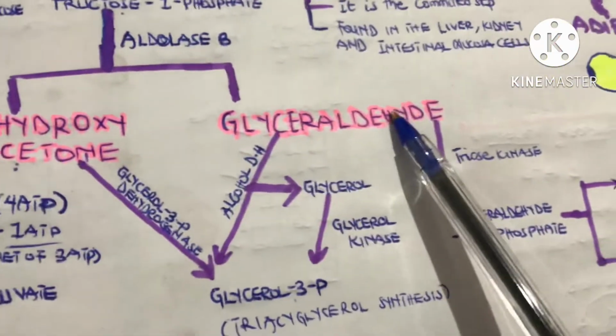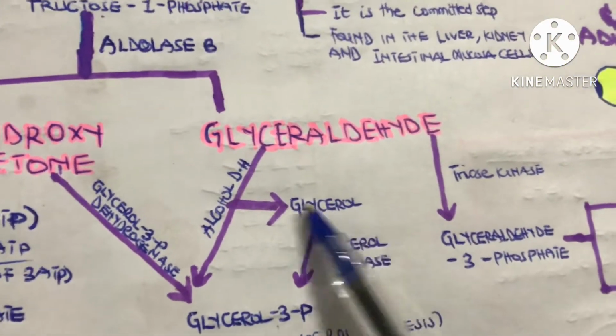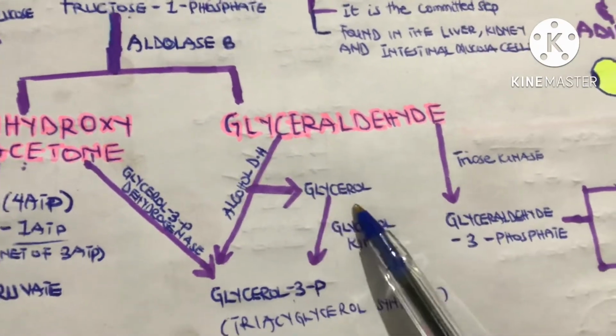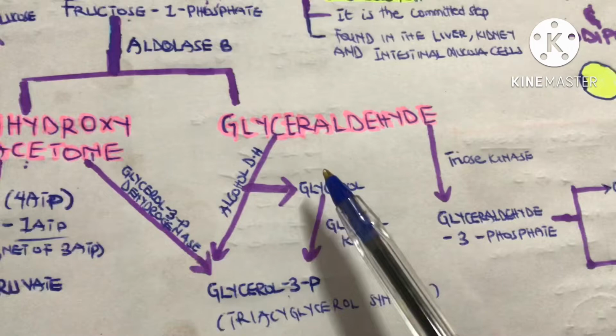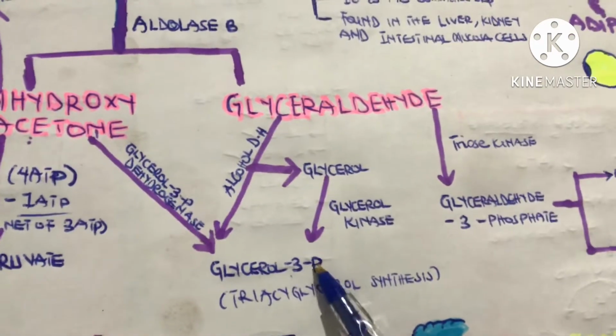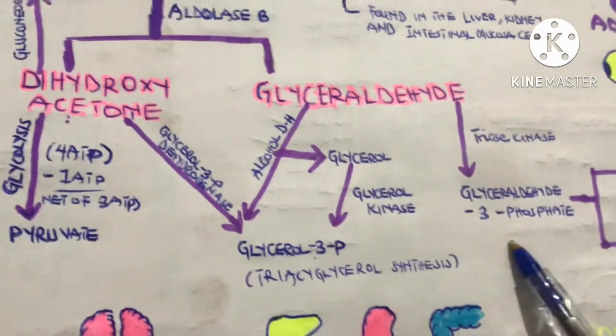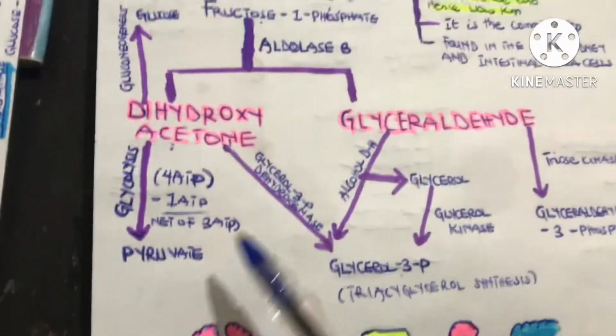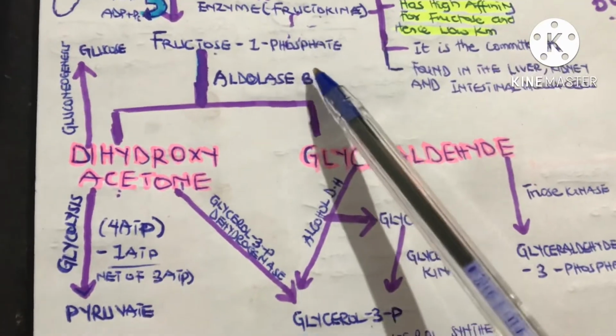This glyceraldehyde can also be converted to glycerol by the help of the enzyme alcohol dehydrogenase. And this glycerol, by the help of the enzyme glycerol kinase, can be converted to glycerol 3-phosphate. And I said that this glycerol 3-phosphate can be used in the synthesis of triacylglycerol. I said that this fructose 1-phosphate can be cleaved by aldolase B.